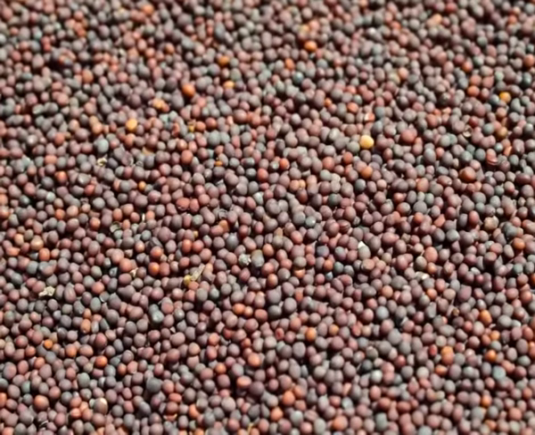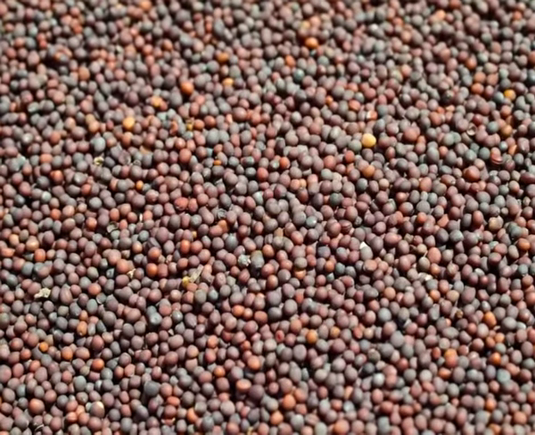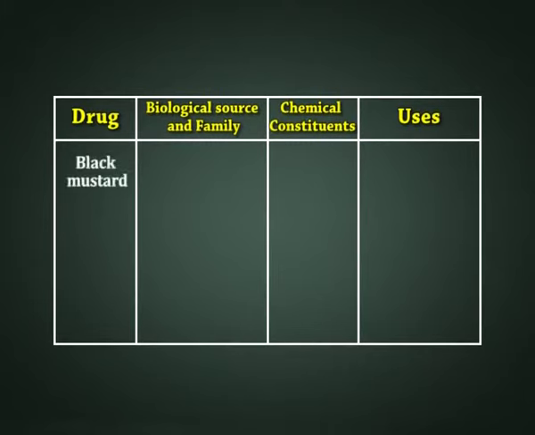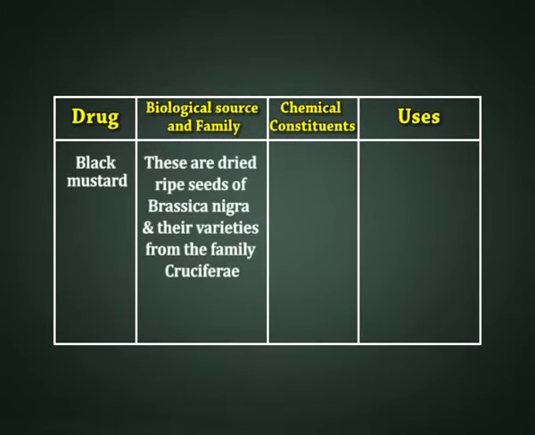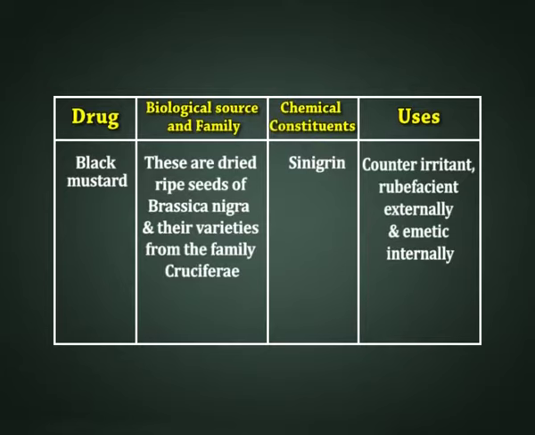Black mustard is the most important drug containing isothiocyanate glycosides. So let's look onto the black mustard. Black mustard are the dried ripe seeds of Brassica nigra and their varieties from the family Cruciferae, which contains the isothiocyanate glycoside known as sinigrin. They are majorly used as counter-irritant or rubefacient externally, while they are found to have emetic action when taken internally.